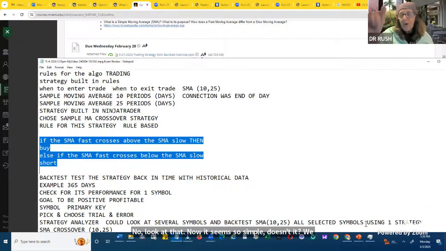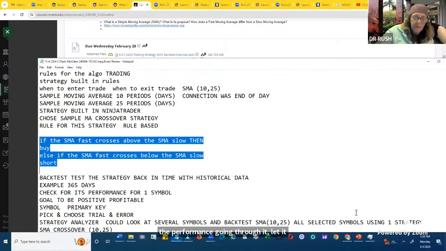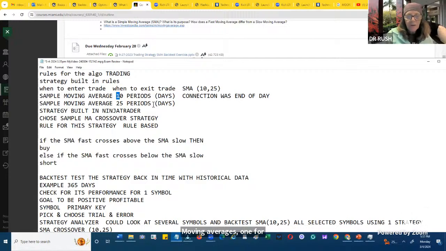And instead of you going through 1, 2, 3, 4, looking at the performance, going through it, let it figure out 30 symbols using one strategy, the SMA 1025. That means what? We have two moving averages, one for 10 periods and one for 25. So we use 30, or we use 100, or we use 500.